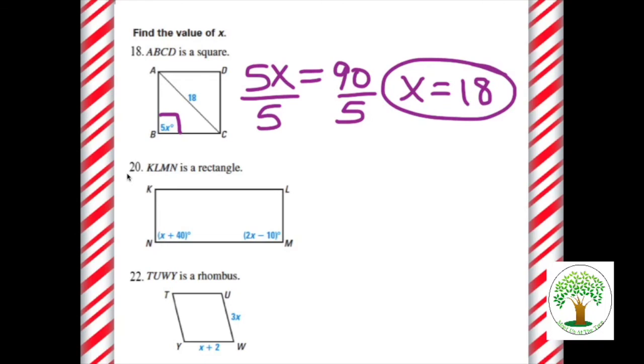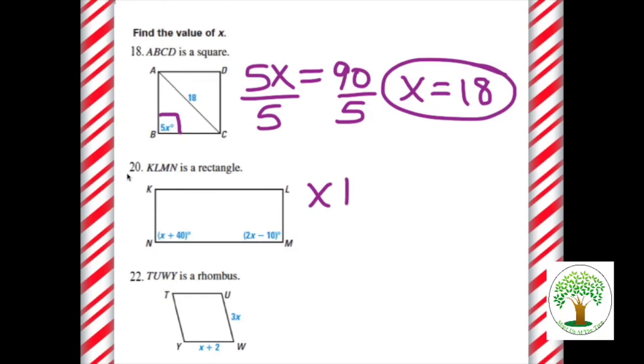Set them equal to 90. Which one would you prefer? Either one of them would get the right answer. I set them equal to each other. Okay, she set them equal to each other. You do that way, and we'll see if we get the same answer as if we set this equal to 90. Which one would you like to set to 90? The x plus 40 or the 2x minus 10? I like that one too.